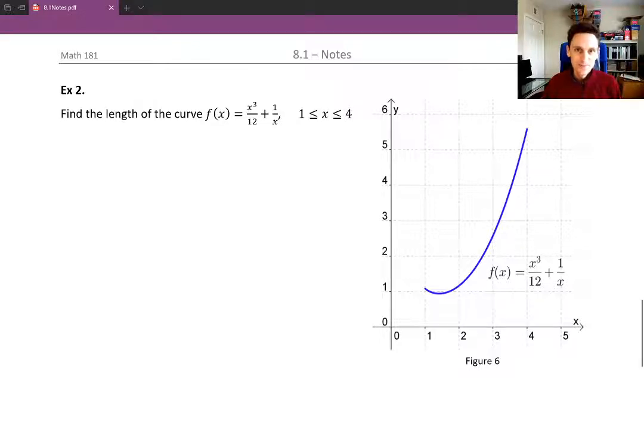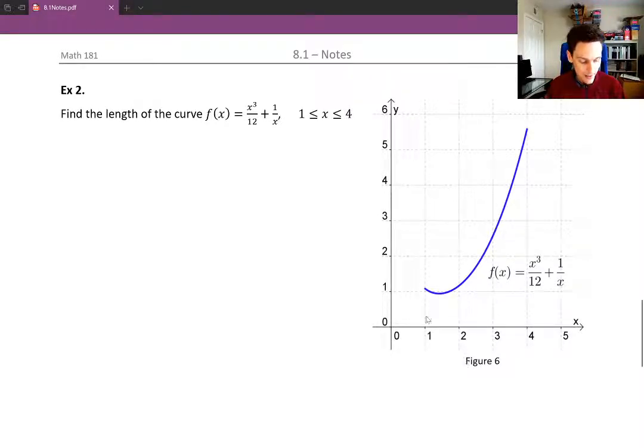Hello and welcome. In this video we're going to look at 8.1 example 2, which asks: find the length of the curve f of x equals x to the third over 12 plus 1 over x. And by the way, that's a comma right above the x. It's not a prime or a power of 1, it's just a comma. And we're doing this from x equals 1 to x equals 4.